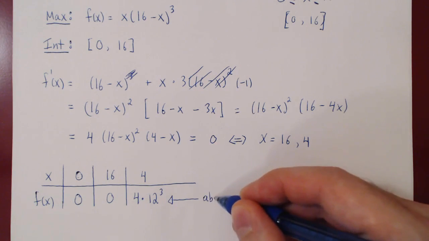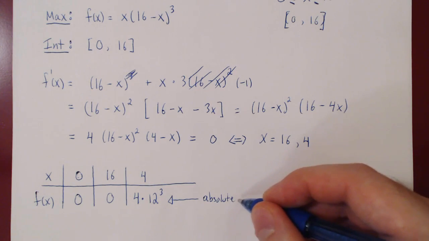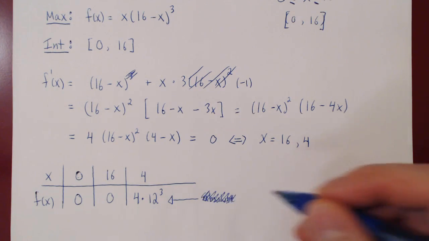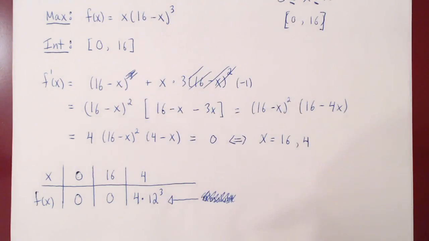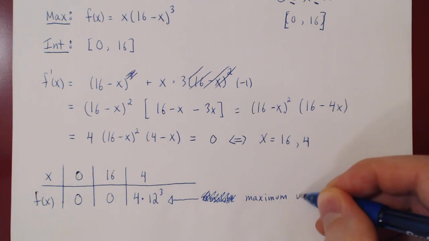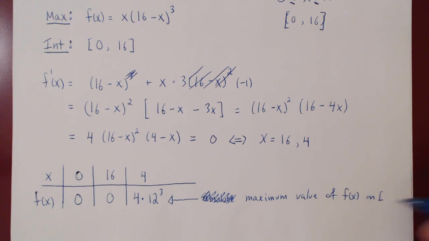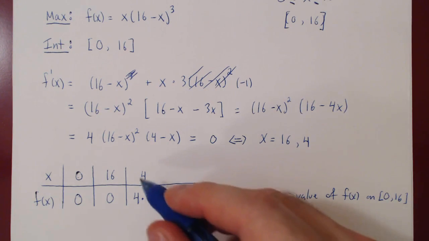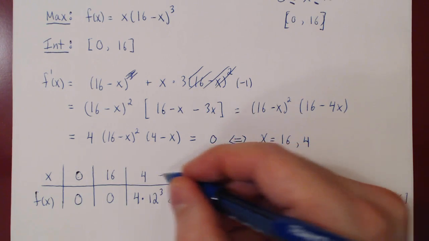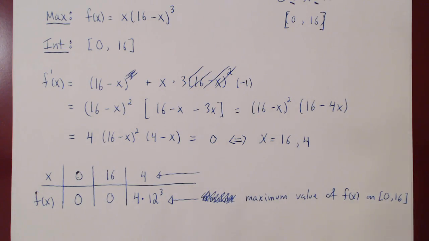So this is the absolute, or I should just simply say the maximum value of f of x on the interval 0 to 16. This is the maximum value of f of x on our closed and bounded interval from 0 to 16. Therefore, x equals 4 is our absolute global maximum. Of course, restricting the function on the interval 0 to 16.